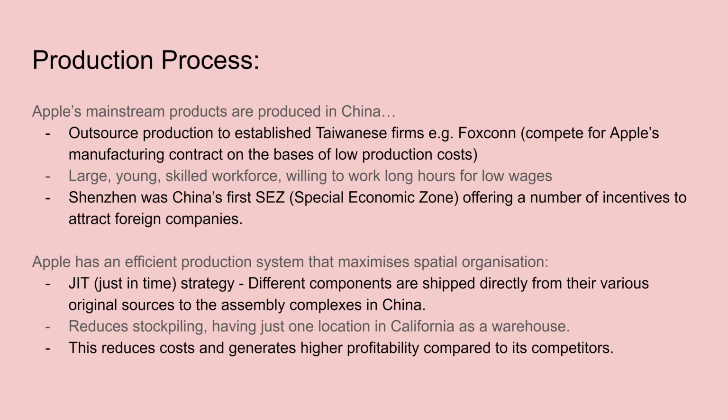Talking about its strategy here, the just-in-time strategy, they have an efficient production system that maximizes the spatial organization. So the JIT strategy is that different components are shipped directly from their various original sources to the assembly complexes in China, which reduces stockpiling, having just one location in California as a warehouse. This also reduces costs and generates high profitability compared to its competitors.